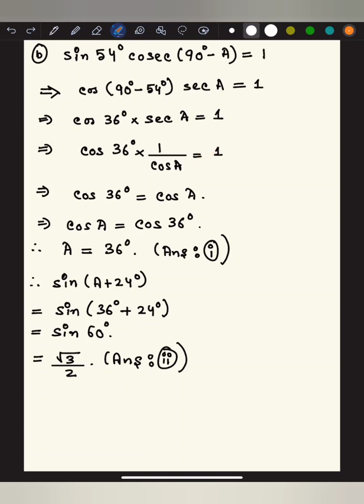So cos 36 degree equals cos a, as cos a goes to the other side and gets multiplied by 1. Therefore cos a equals cos 36 degree, so we can say that a equals 36 degree. This will be our first answer. Now we need to find the value of sine (a plus 24 degree). Putting the value of a as 36 degree, it equals sine (36 degree plus 24 degree), which equals sine 60 degree, which equals root 3 by 2. This will be our second answer.